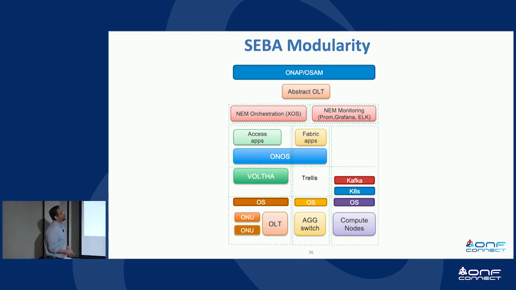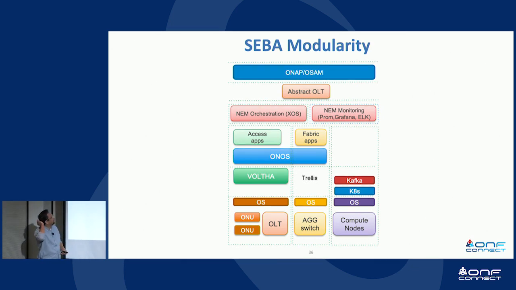Okay, Abstract OLT is a piece of software that is meant for interacting with a global orchestrator like ONAP. Abstract OLT is, the best way to think about it, a specific view of the SEBA pod presented to the global controller for managing the SEBA pod, right.